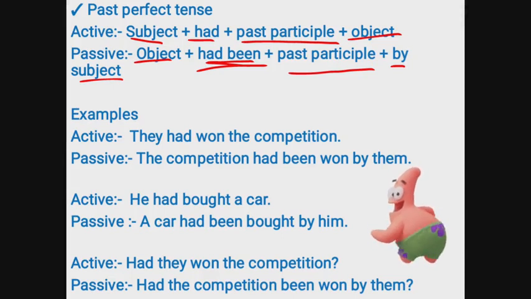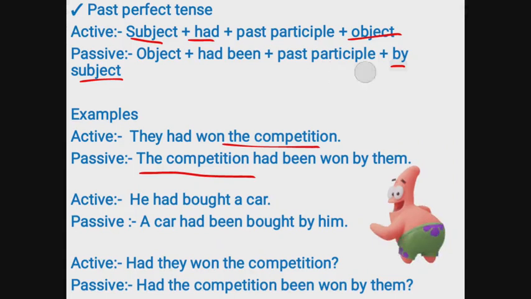They had won the match. This is done already. They had won the match. So they is the subject. Oh, sorry, they had won the competition. Sorry about that. So the competition is now the object. In the passive voice, it becomes the competition. What else are we going to add? We should add had been, isn't it? So the competition had been.